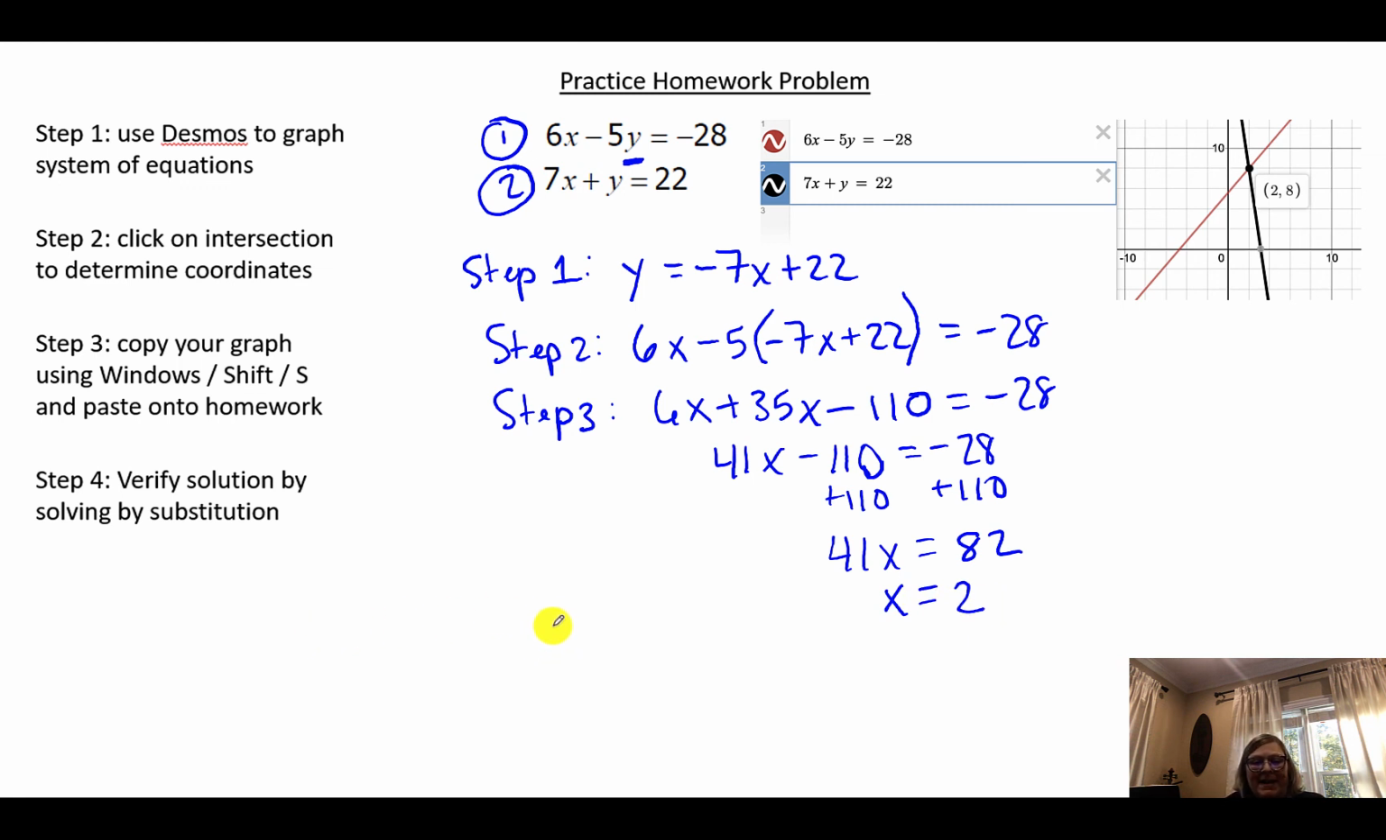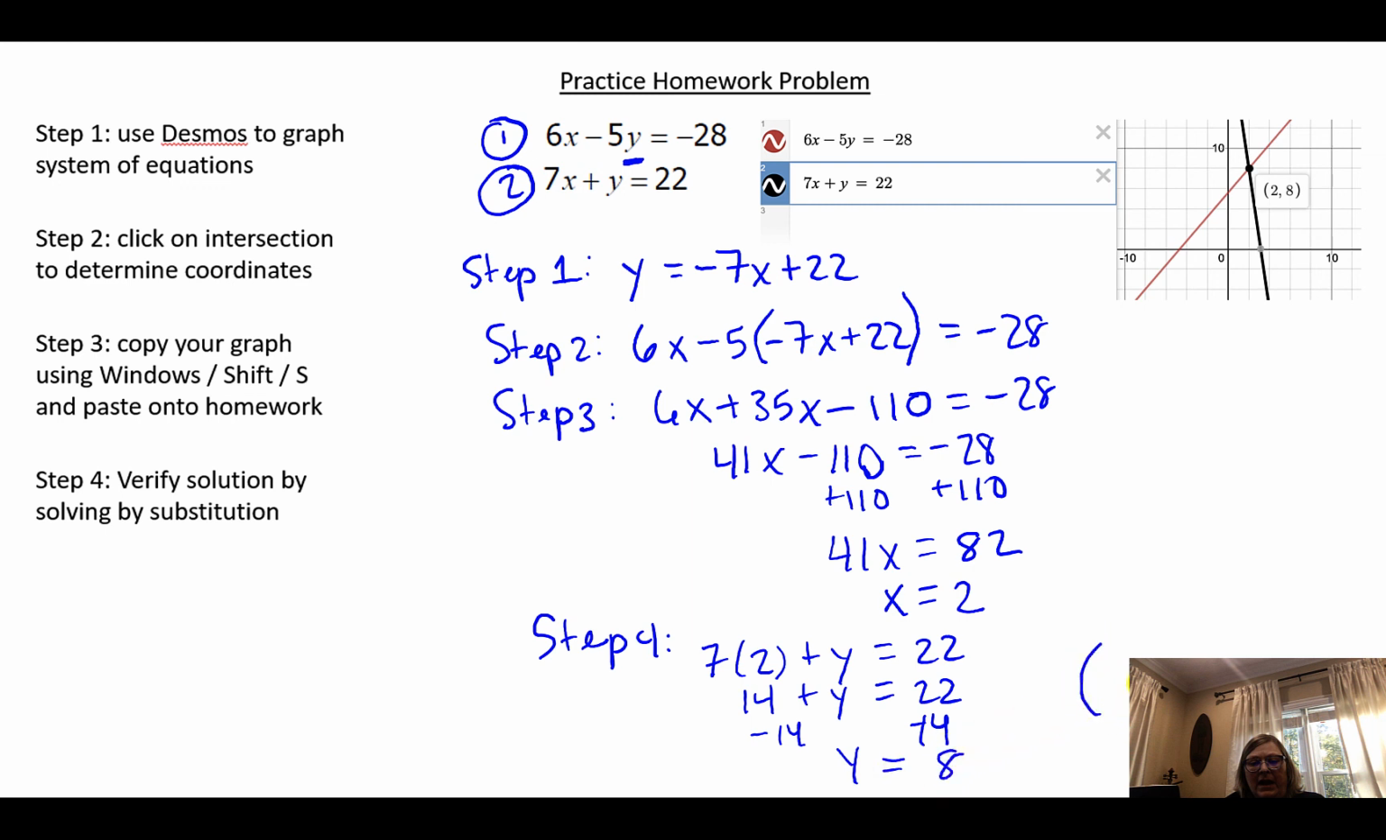Right, step 4, I can take either equation and now substitute this x to solve for y. So I'll pick the easier one, number 2. So 7 times 2 plus y has to equal 22. So we've got 14 plus y equals 22. Subtract 14 from both sides. And I'm going to get y is equal to 8. So my solution to these two equations is the point 2 comma 8, just like we found in Desmos.